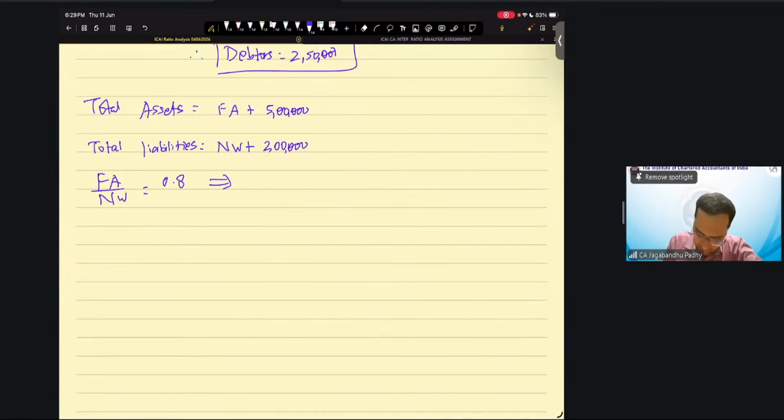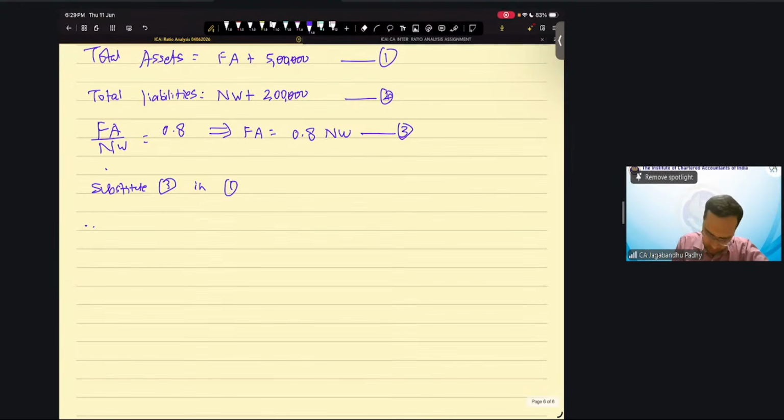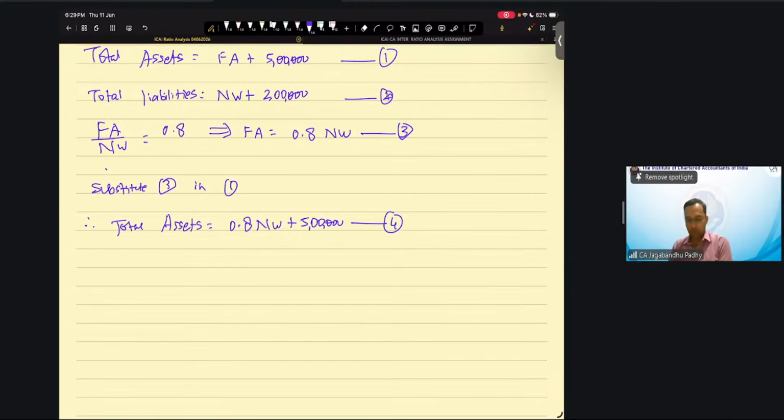This obviously implies fixed asset is 0.8 times of net worth. This is our equation number 1, this is 2 and this is 3. So we simply substitute the third equation in the first equation. So we get total assets is equal to 0.8 times of net worth plus 5 lakh. And this is our fourth equation.